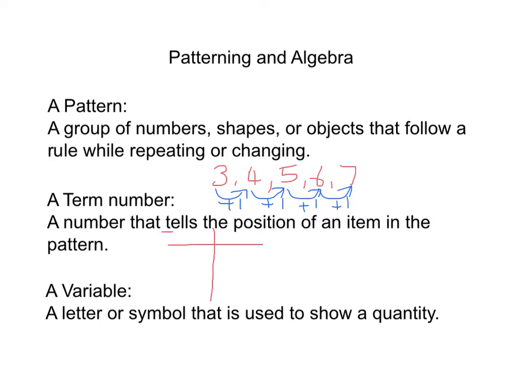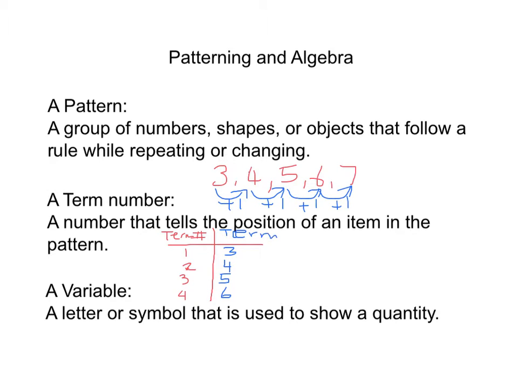Okay, so here's our term number. And the term numbers would be 1, 2, 3, 4, and it's the position of the number in the pattern. And again, 3 is our first term number, 4 is our second term number, 5 is our third term number, and 6 is our fourth term number. We can keep going, but we kind of ran out of space there, and that is known as our term.